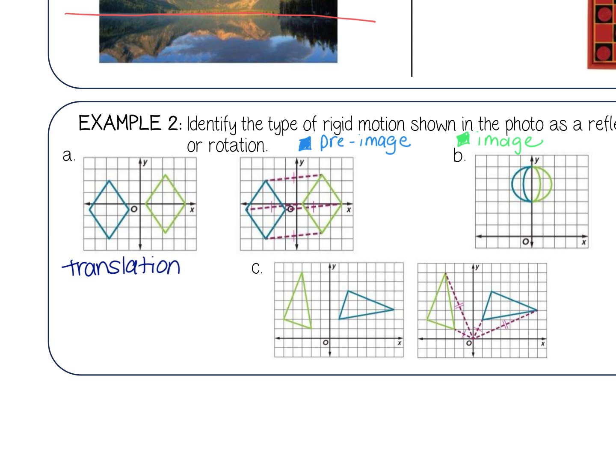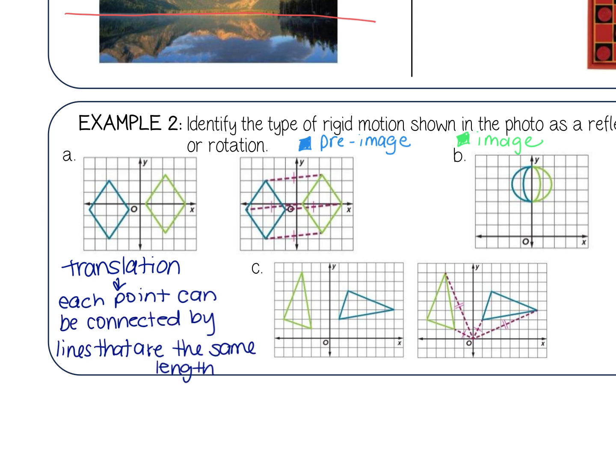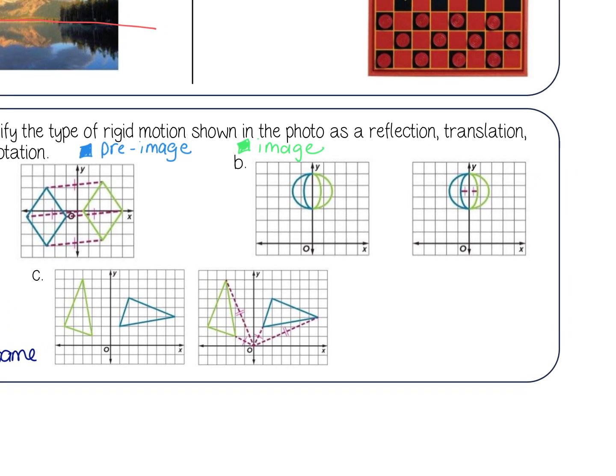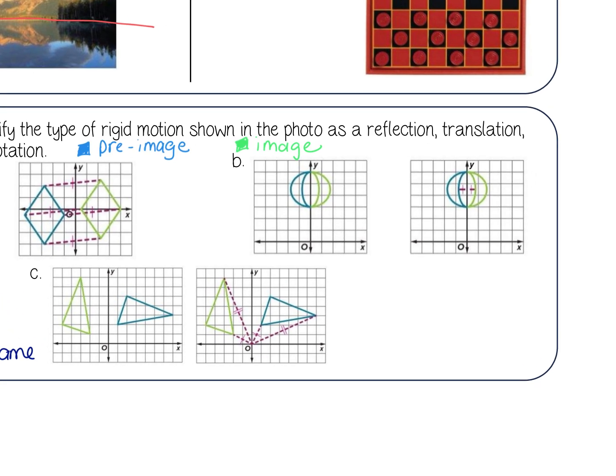All right, and the reason it is a translation is that each point can be connected by lines that are the same length. All right, so part B, we have what appears to be a reflection. And the reason this is a reflection is because each point and its image are equidistant from each other.